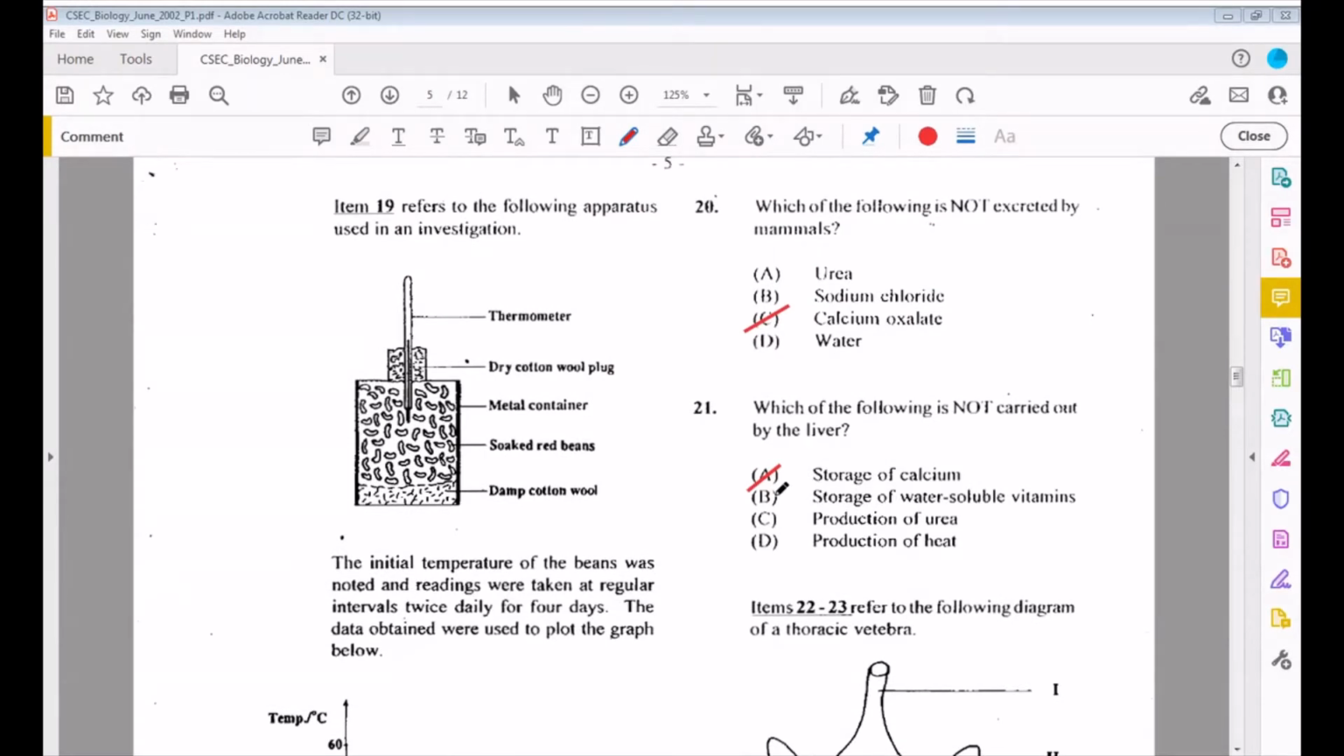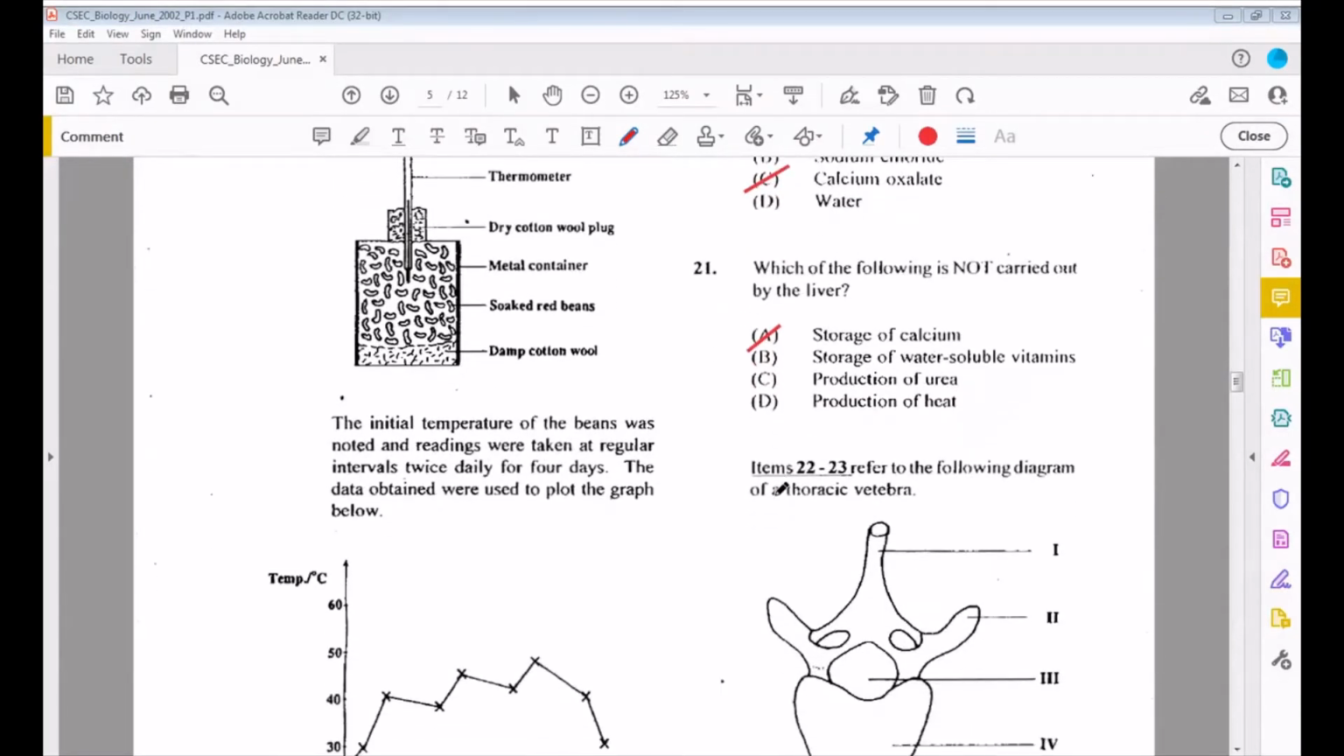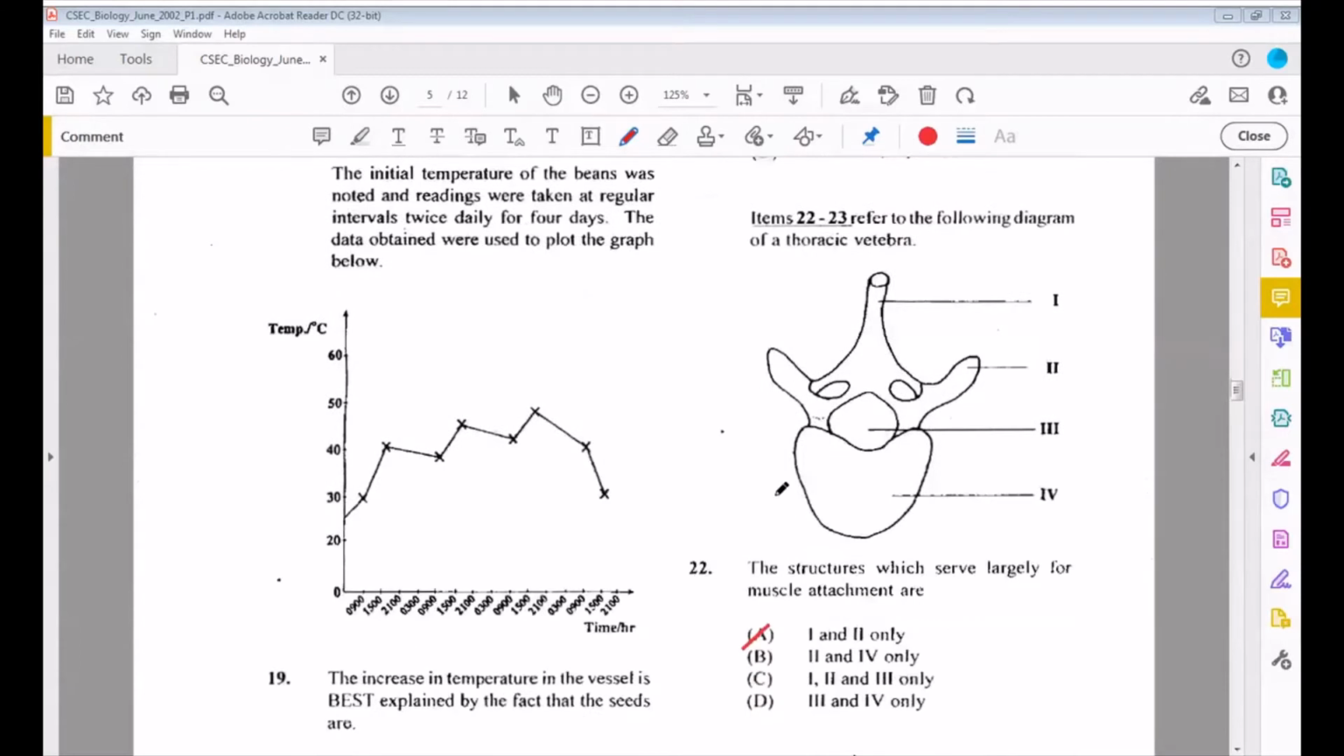20. Which of the following is not excreted by mammals? C. Calcium oxalate. 21. Which of the following is not carried out by the liver? The answer is A. The storage of calcium.